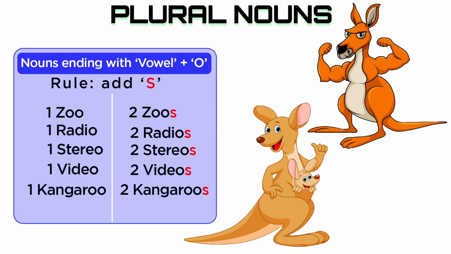When a noun ends in a vowel plus the letter o, we just add s to the end to make it plural. Zoo ends in the vowel o, followed by another o after it. So, we just add an s at the end. One zoo, two zoos. One radio. Radio ends in the vowel i plus o, so it becomes two radios. One stereo, two stereos. One video, two videos.